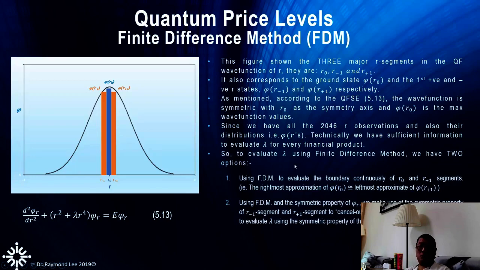To evaluate lambda using finite differences, we have two options. Option number 1, using the finite differences method to evaluate the boundary case of R0 and R plus 1, which means the rightmost approximation of R0 and the leftmost approximation of R1. Option number 2, you can use the finite differences method and the symmetric property. For me, of course, this one, because this one is safer in some sense, if you have sufficient data. But of course, you can try the first one if you want.